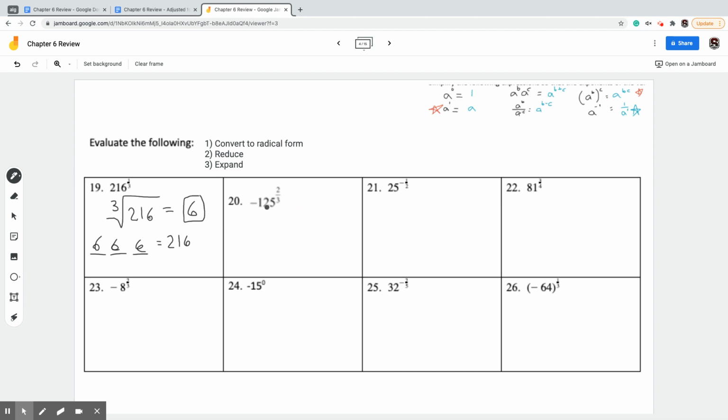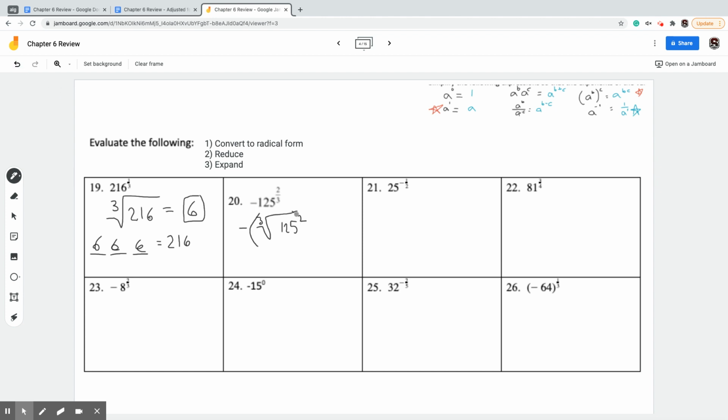Now, this is a negative afterthought. So when I convert it into radical form, the negative is out front, 125 underneath, cube root, squared. And this is where we checked off the first one. Now I'm going to reduce first. If you're going to take 125 squared, you're going to have a bad time because that's a ridiculously large number.